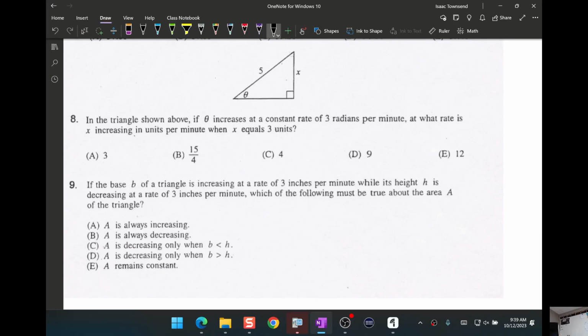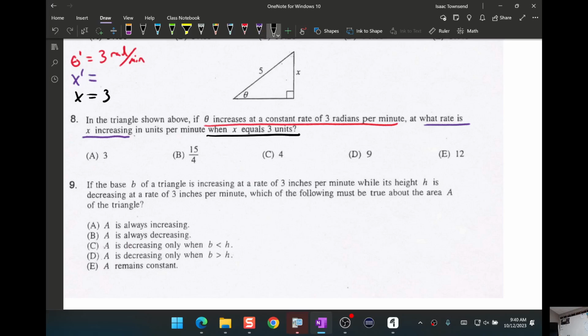So this one gives us a picture. It tells me theta is increasing at a rate of 3 radians per minute. It wants to know what rate x is increasing, so that would be x prime, at the instant when x is 3 units. So they gave me the picture, I defined the variables.